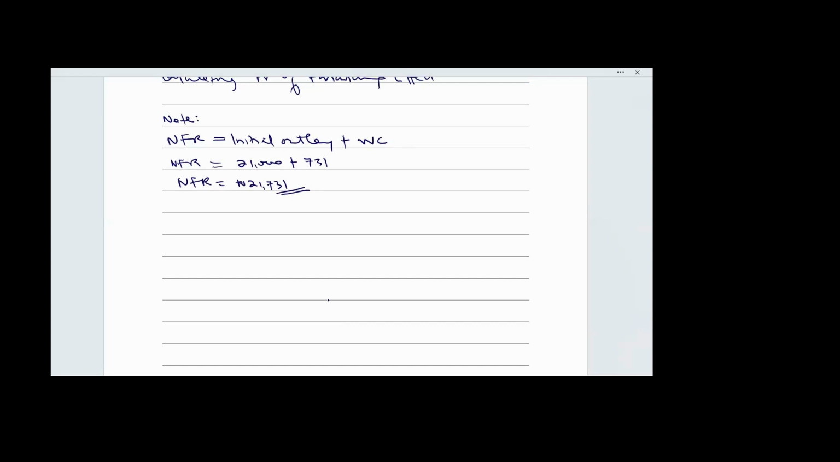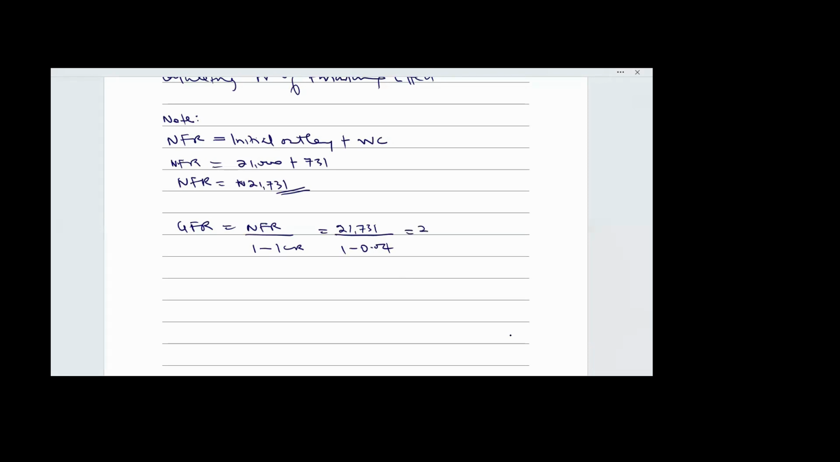Again, I need to calculate the gross finance required. The gross finance required is the net finance required divided by 1 minus issue cost rates. The net finance required is 21,731. Let's go back to the question. How much is the issue cost rate? Go to where you have information on issue costs. We are told that issue costs are 4% of the gross finance required. Issue cost is 4%.